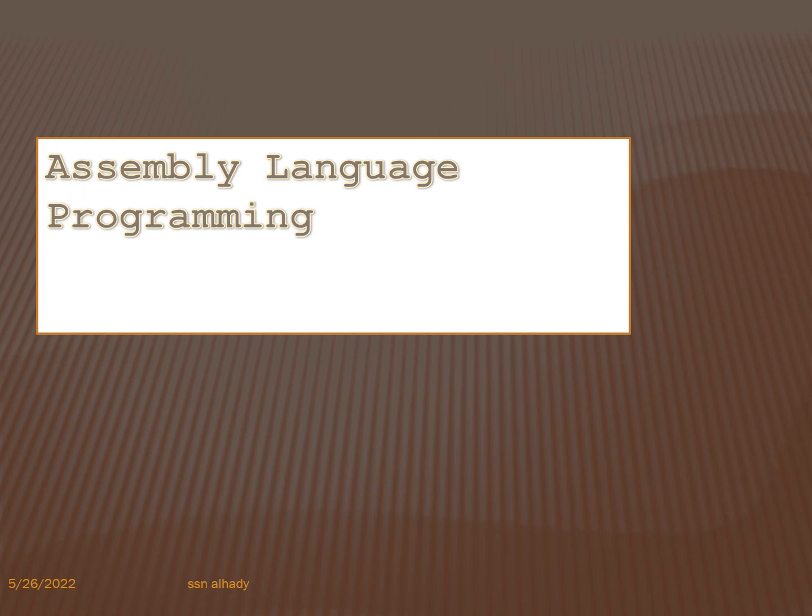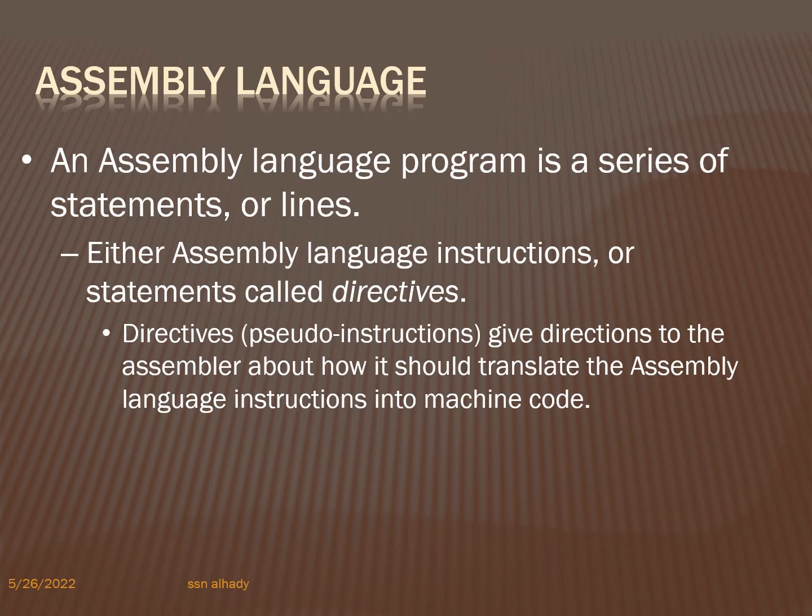In this recording session, we are going to continue with the assembly language programming in 8086. As you know, an assembly language program is a series of statements or lines, either assembly language instructions or statements called directives. Directives, which are pseudo instructions, give direction to the assembler about how it should translate the assembly language instruction into machine code.